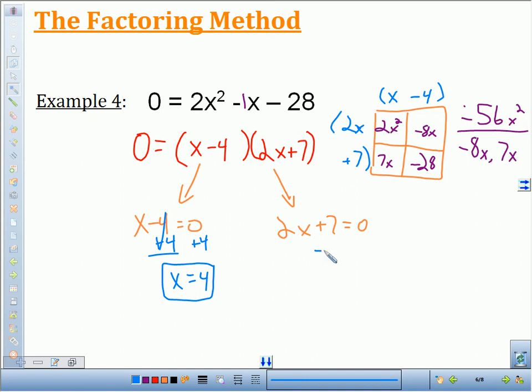Over here, it's a two-step equation. So we're going to start by subtracting 7. We have 2x equals negative 7. Divide by 2. So x equals negative 7 over 2, or we could just say negative 3.5. It's not a repeating decimal, so I'll write it as a decimal. So this parabola would cross the x-axis at 4 and negative 3.5.